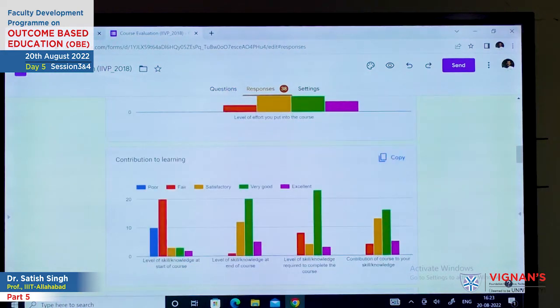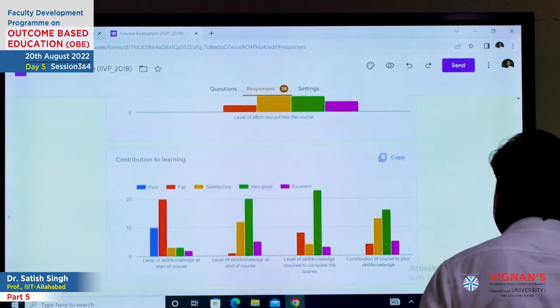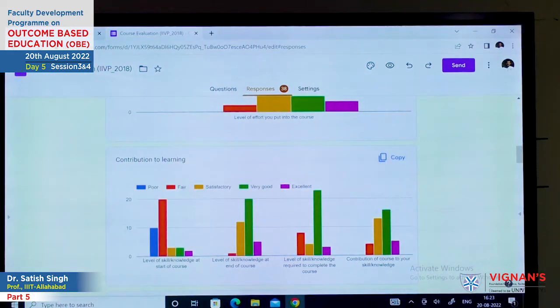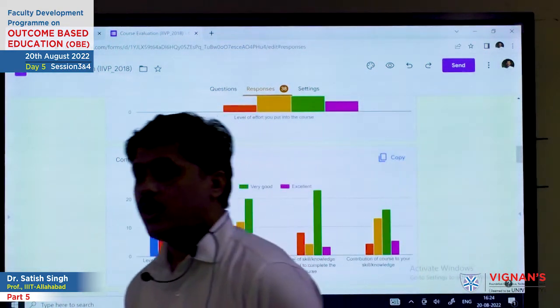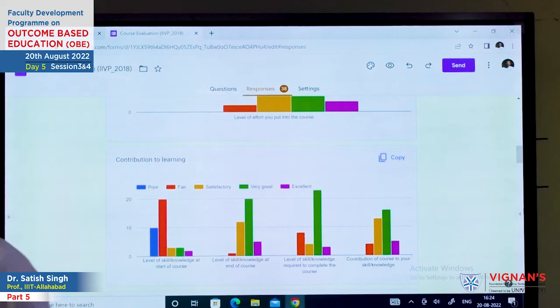Then, contribution to learning. What are the questions? Level of skill or knowledge at the start of the course. Means what the students are feeling before taking any course. Means when they started, what they knew about the course. It is very relevant. Level of skills or knowledge at the end of the course. If there is a difference between these two questions, I mean, options and those responses, obviously there is a difference.